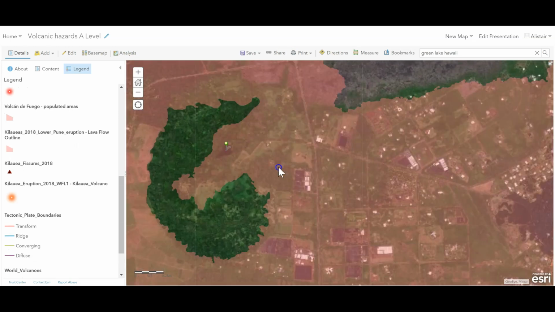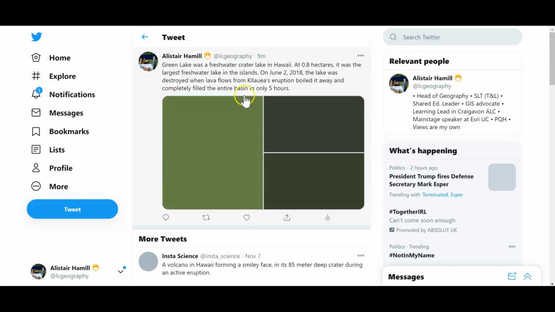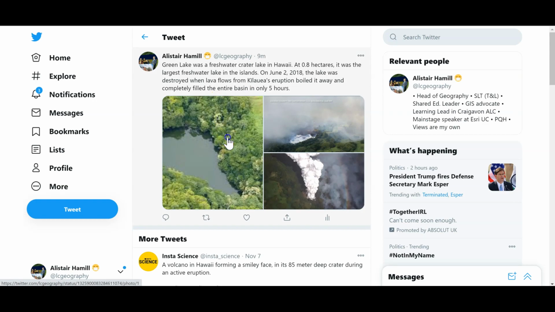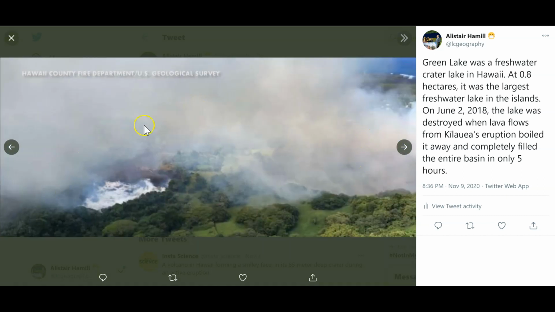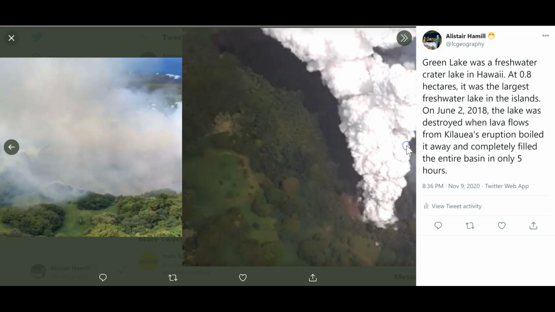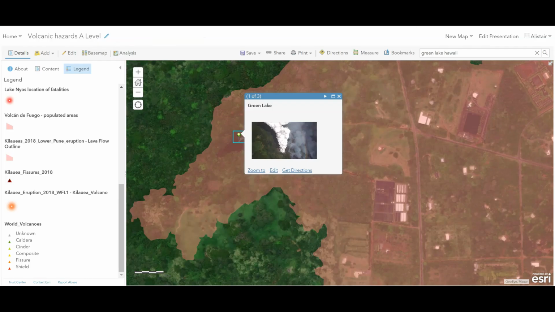Let's go over here and take a look at some of the environmental impacts of the lava flows. Let's click on this and see what this is showing us. So this is a lake in Hawaii called Green Lake. A freshwater lake, was a lake I should say, 0.8 hectares, the largest freshwater lake in the islands. But on June the 2nd, 2018, the lava entered this, and within 5 hours it had evaporated all of the water away. There's the steam of the evaporating water, and it completely evaporated the water away, and it filled basins. So that is one of your environmental hazards of the lava flow.